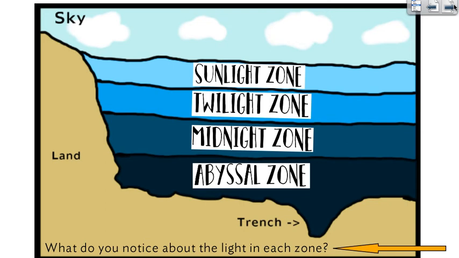In this diagram, it looks like all the zones are equal, right? They're equal in depth. And my question for you is, do you think that's true? Do you think the sunlight zone is equal to the twilight zone? Or do you think there is a zone that makes up most of the ocean? And which one do you think is the thinnest zone?